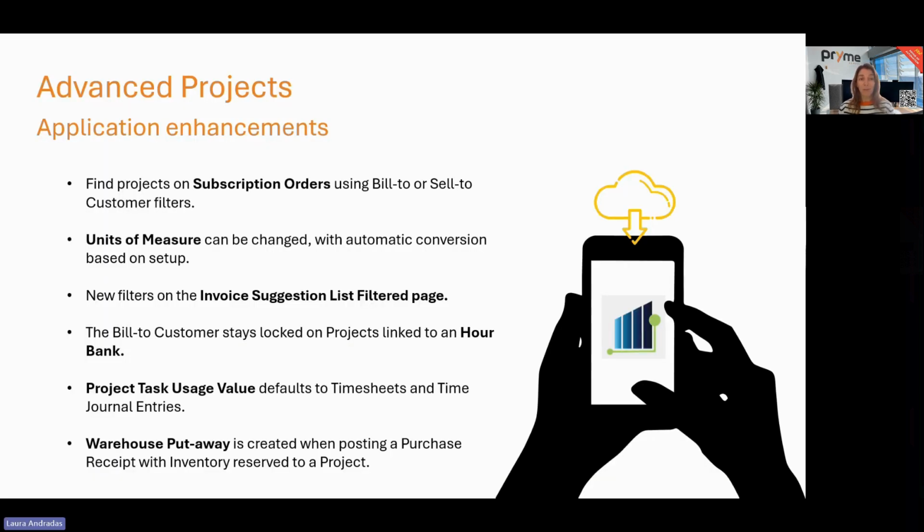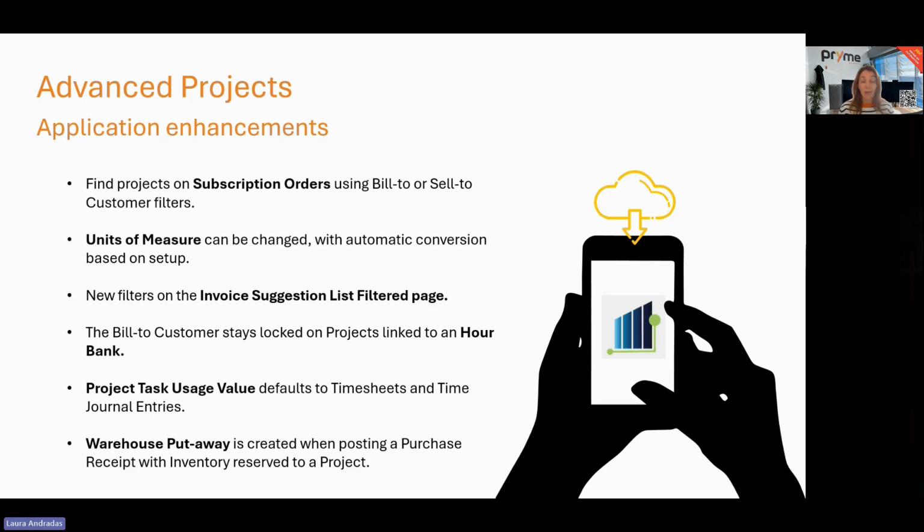So starting with advanced projects, you can quickly find projects on subscription orders by filtering them by the bill to or sell to customer. Then the units of measure on expense sheets, journals, and sales or purchase documents can be changed with automatic conversion based on setup. Apart from this, we have new filters on the invoice suggestion list filter page, which are the posting date and the postpone date.